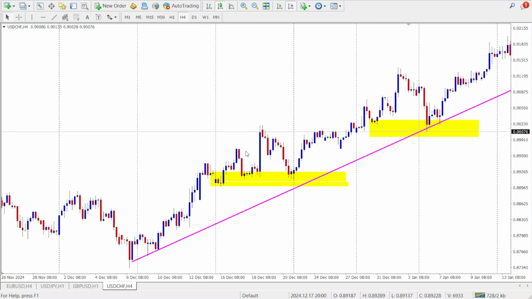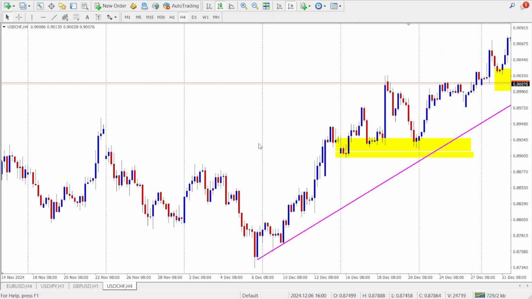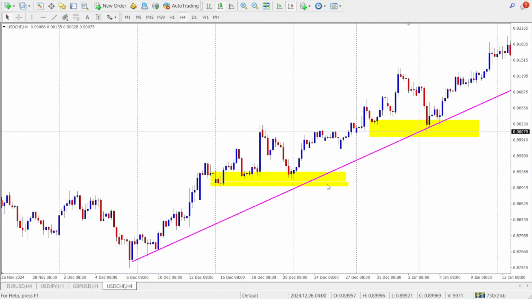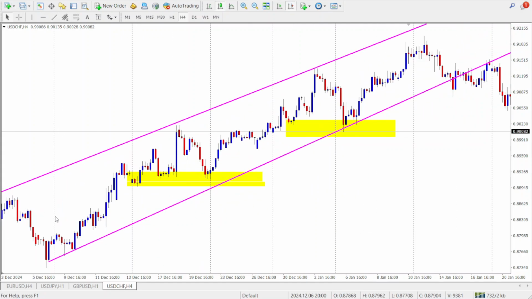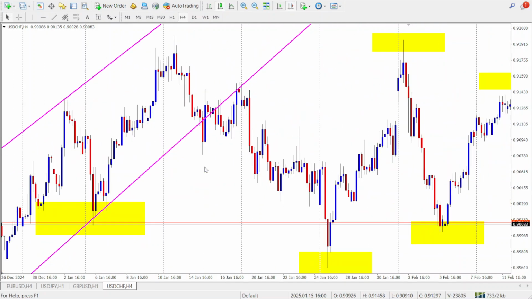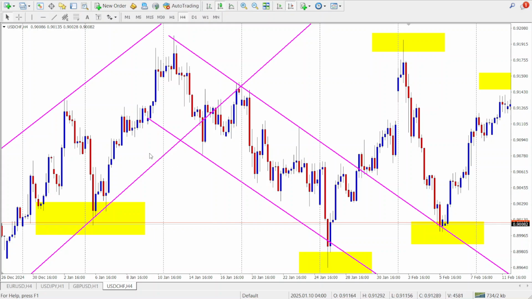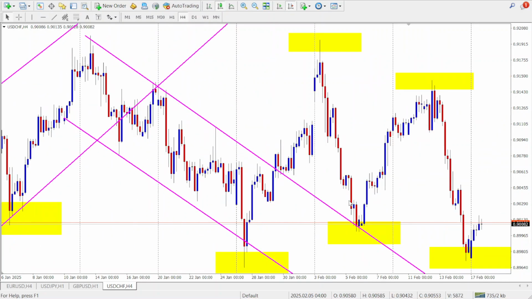Market structure is one of the most powerful ICT concepts because it helps you understand the current trend and potential reversals. Now, the basics of market structure are higher highs and higher lows form an uptrend. As you can see, what we have happening here, we have higher highs and higher lows. This is what we call an uptrend. Then we have lower highs and lower lows. Lower highs and lower lows form a downtrend. So when price is making lower highs and lower lows, it forms a downtrend.